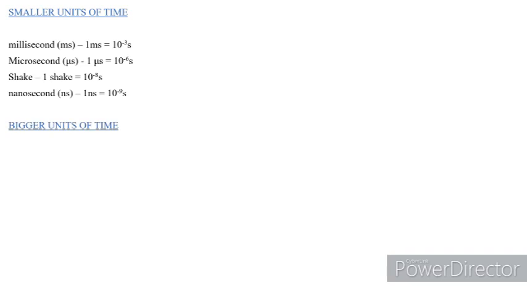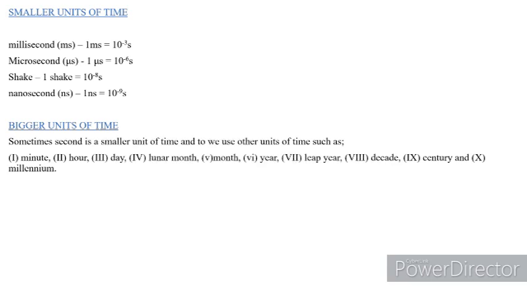Now we see the smaller units. There are mainly 4 smaller units of time we have to study: millisecond, microsecond, shake, and nanosecond. 1 millisecond is equal to 10 raised to minus 3 second. Microsecond is equal to 10 raised to minus 6 second. Shake is 10 raised to minus 8 second. Nanosecond is 10 raised to minus 9 second. So you see it is reduced and these are smaller units.